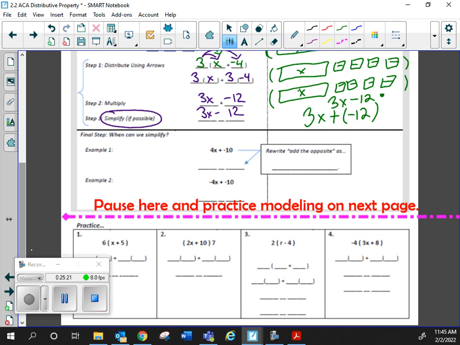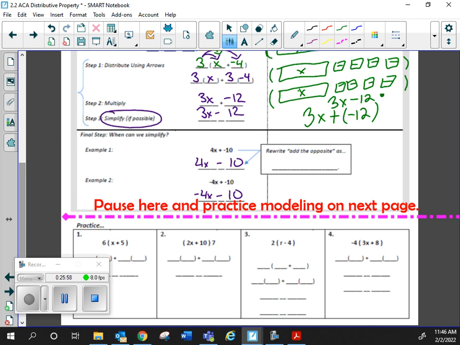Okay, let's just practice rewriting. So, if I see plus negative 10, how could I rewrite this? 4x plus negative 10 is the same thing as 4x minus 10. I keep the first one and add the opposite. Okay, let's try that next one. Rewriting negative 4x plus negative 10 is the same thing as negative 4x minus 10. You got it.